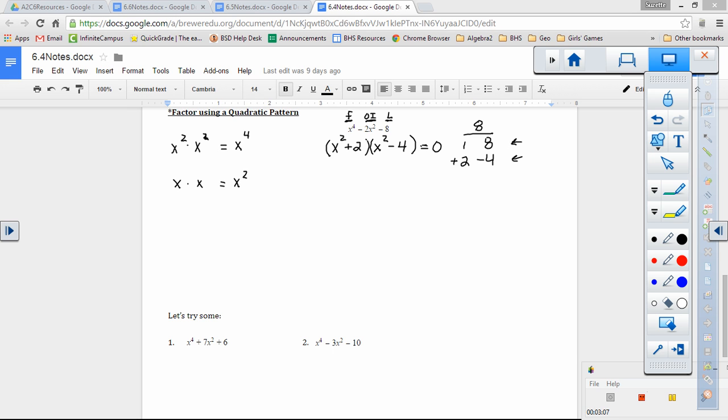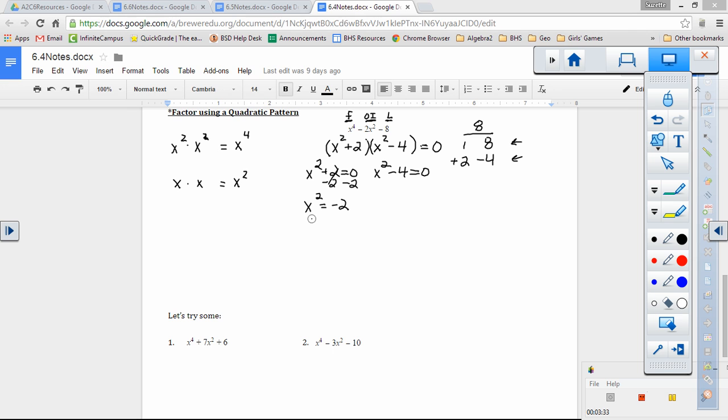So all is good. And then what we do from this point on is we just set those factors equal to 0. So we're using the zero product property. So x squared plus 2 equals 0. x squared minus 4 equals 0. Set both factors equal to 0 and solve. So subtract 2. x squared equals -2.